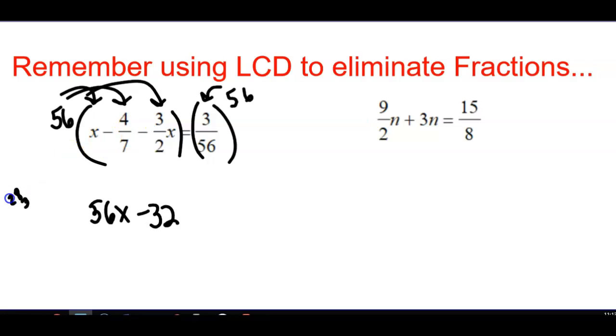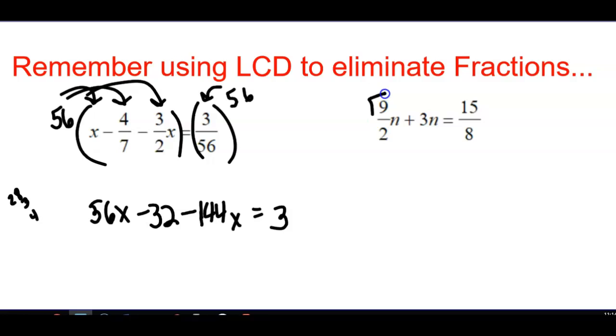I don't have my calculator open. 144. And that one had an x. Don't lose that x. And over here, 56 times 3 divided by 56 was just 3. And then we could solve. And it came out a fraction, but we didn't have a denominator anymore.